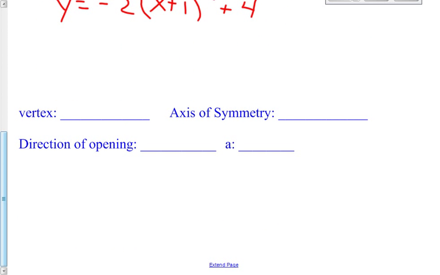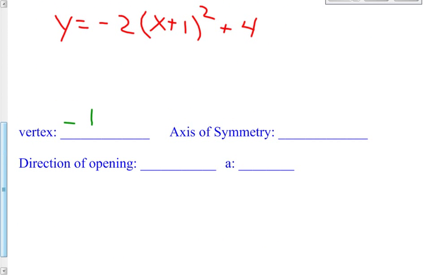You should have got a negative 1, positive 4. Your axis of symmetry, x equals negative 1. Your direction of opening, it opens down. The reason for that, a is negative. A is a negative 2.